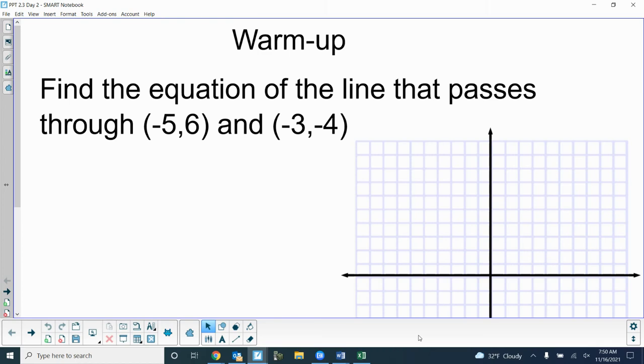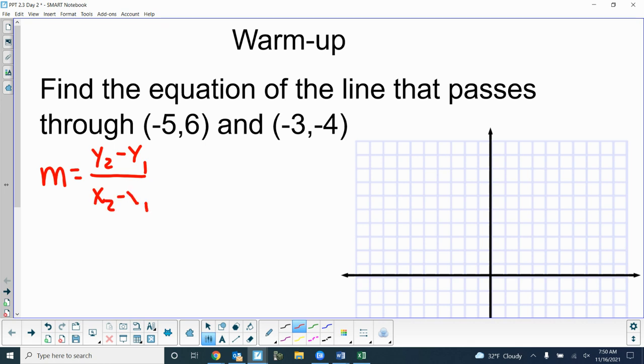All right, so what do I have to do first to find the equation of this line? Which is finding what? The slope, yeah. So I got to use y2 minus y1 over x2 minus x1, right? That's our formula to find the slope between 2 points, okay?